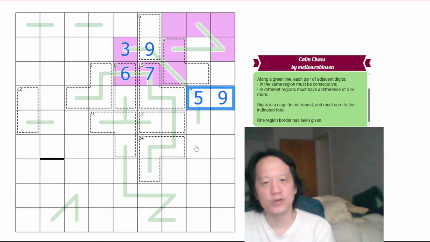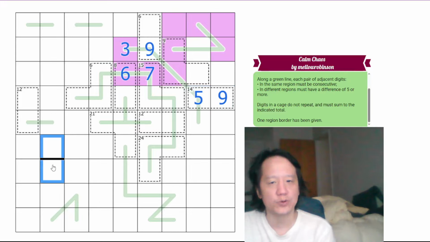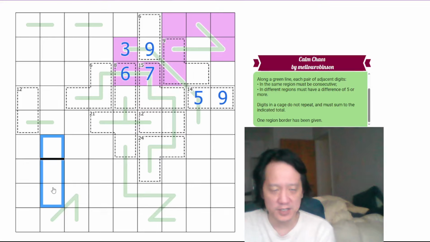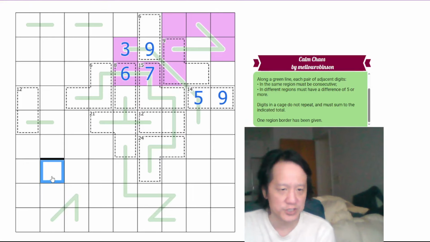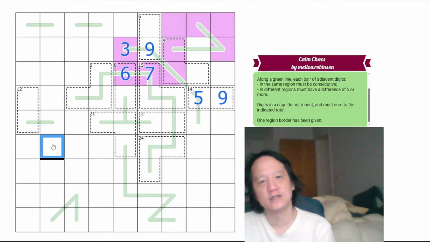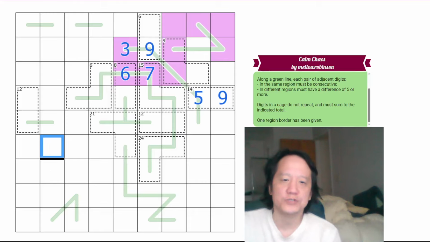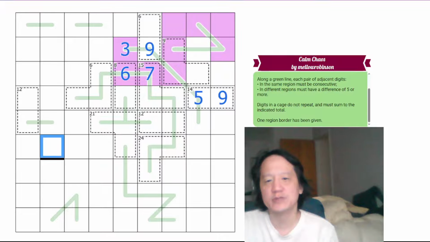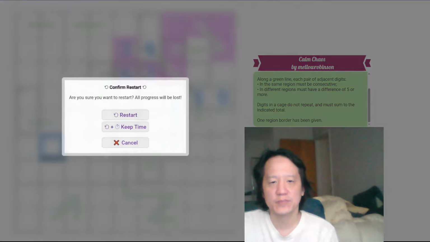And finally, we have just one region border given. So this is definitely a region border. So this cell must be from a different region than this. And that's all it means. Anyways, those are all the rules. If you'd like to play along, there's going to be a link in the description. And now, I'm going to get started.